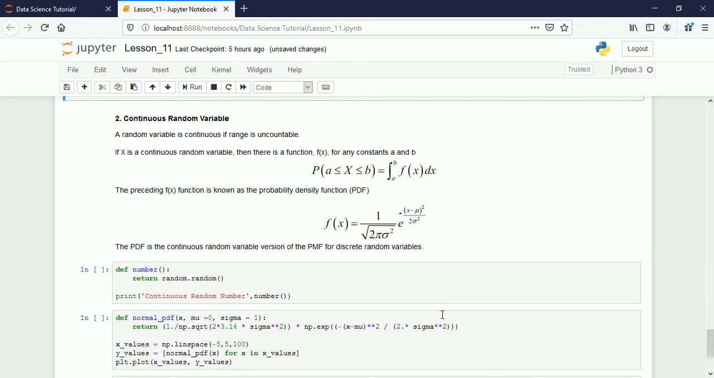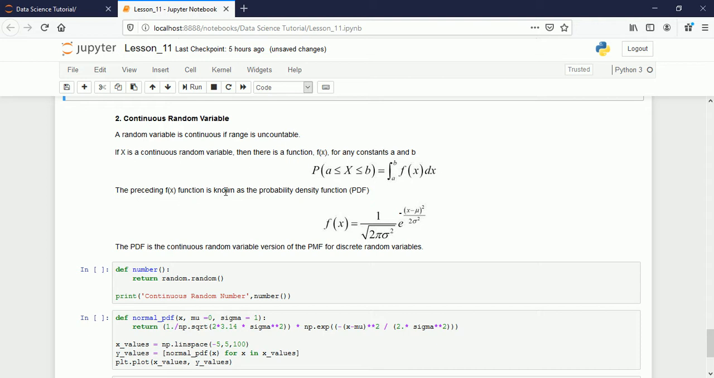And now continuous values, friends. A random variable is called continuous if its range is uncountable. So here we have x as a continuous random variable and there is a function for that, f(x), for a constant a to b. So a and b are nothing but the bounds, the lower bound and upper bound, because we have to specify the range, and within that range it can take any number, it may be a fraction as well. So this is the lower bound, this is the upper bound, and this is f(x), the function.